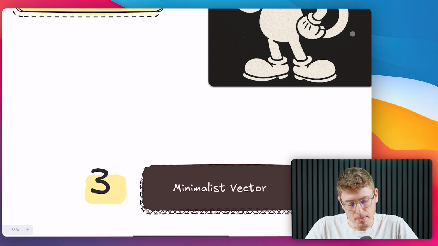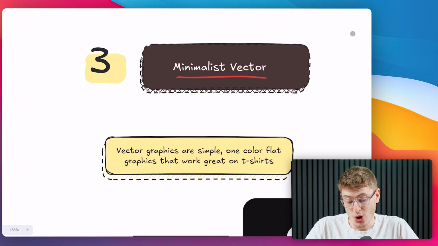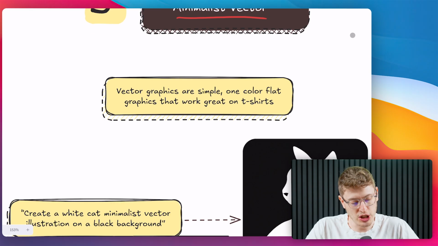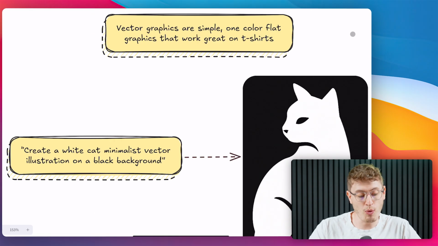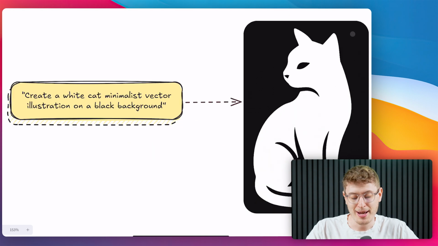Number 3, minimalist vector. Vector graphics are simple, one color, flat graphics that work great on t-shirts. We use a lot of vector graphics across our t-shirts. And here's another example. Create a white cat minimalist vector illustration on black background, and bam.